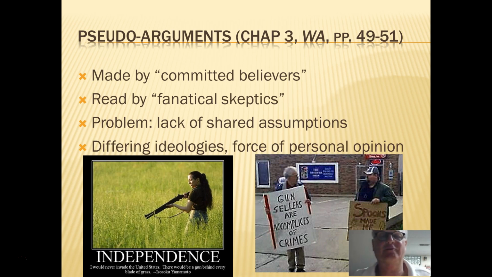Our textbook calls these folks committed believers. And they tend to be read by what our textbook calls fanatical skeptics, that is, people who agree with them. These are extreme arguments. These are ones where there's really no real context or point of agreement between the audience and the writer. The audience for these things tend to be the same folks who were writing them, but they simply lack shared assumptions between them and a larger audience.